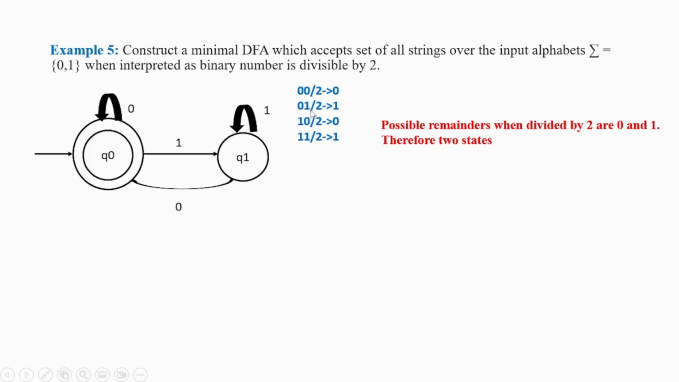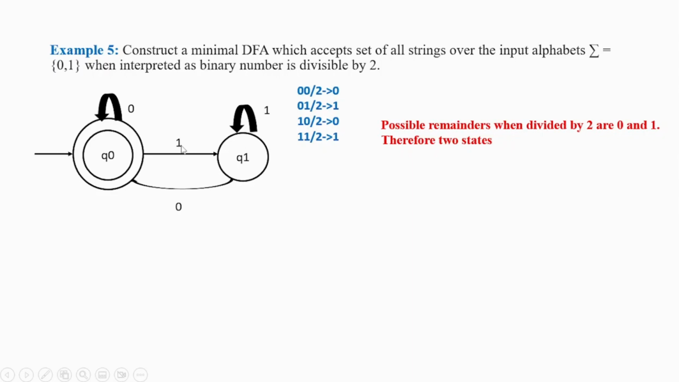Then 0, 1. First I have seen 0, so I am staying in this state. Now I am seeing 1. What will happen? Now 0, 1 is nothing but 1. If I divide 1 by 2, the remainder is 1 only. Q0 means remainder 0, Q1 means remainder 1. So if I see 1, it will enter into this state Q1. So now I have seen 1 and I am in the state Q1.